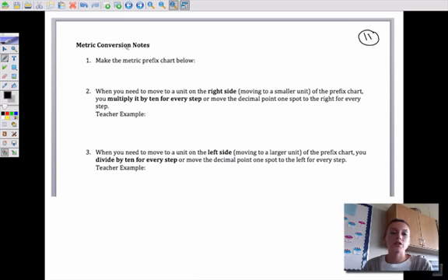So in order to do metric conversions, we need to focus on the metric prefix chart we learned last week in class. So we can remember the order of that by telling ourselves a story about how King Henry died by drinking chocolate milk. So say, for example, we needed to move from one base unit over here to another base unit over here.